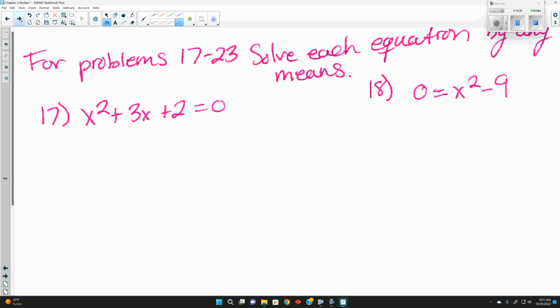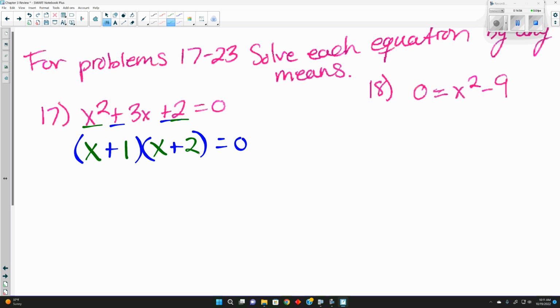So for the first one here, we could factor it. Look for a greatest common factor, which there's not one. Two sets of parentheses with three spaces. Look at the sign. Since the third term is positive, our signs are the same and they match the sign of the middle term. So plus and plus. Then we look at the factors of the first and third term. Well, factors of x squared are x and x. Factors of 2 are 1 and 2.